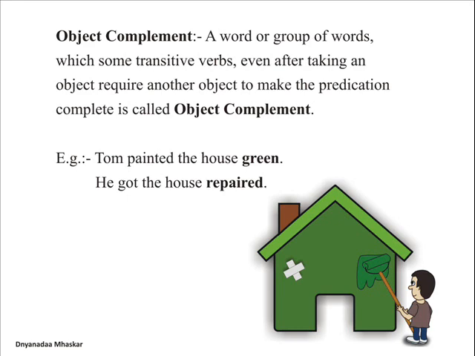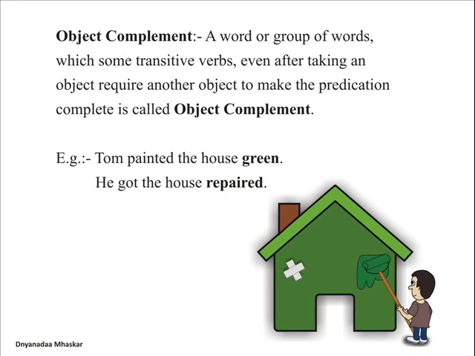Got what? The house. But what? Repaired. So he got the house. What did he do with the house? He got it repaired. So green and repaired, both the words which are highlighted and underlined, are the object complements of the house in both the sentences. In the first one, the house was painted in green color, and in the second one, he got the house repaired.